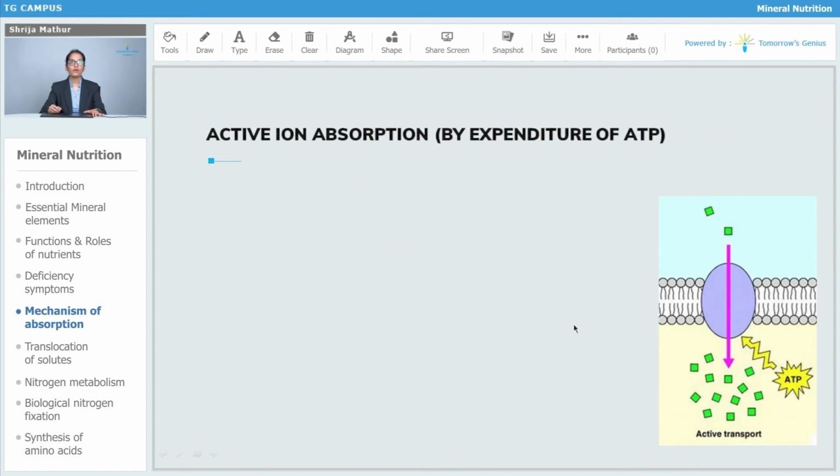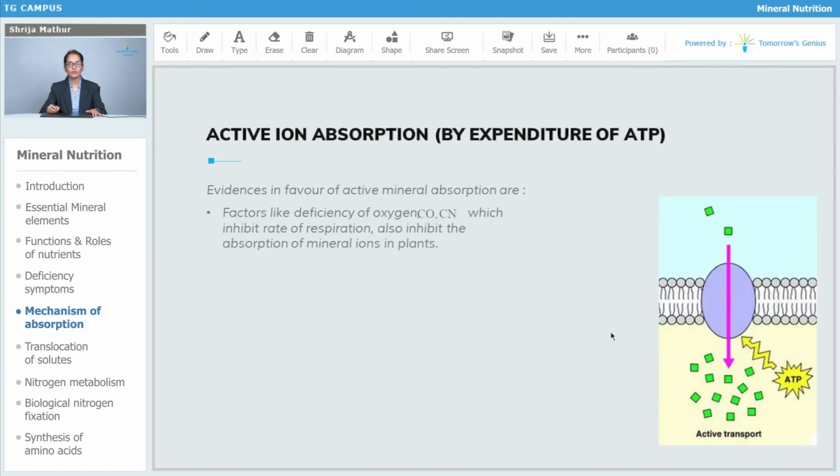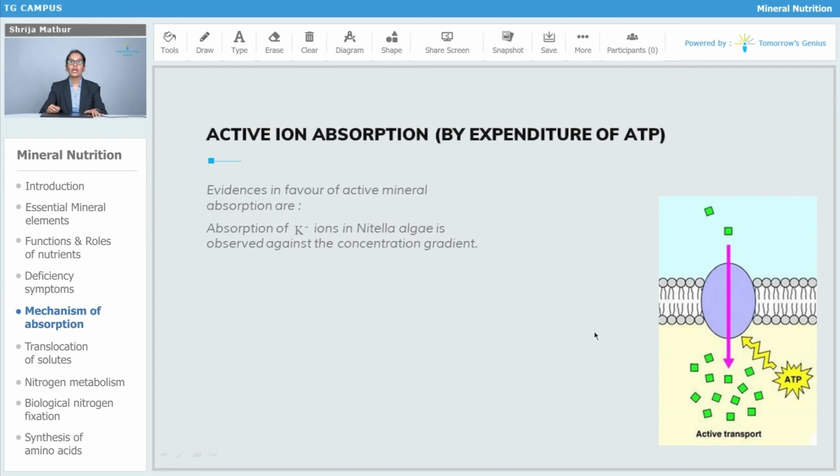After that, the next theory was active ion absorption, that is, by the expenditure of ATP. Since passive is where no energy is required, active is where energy is required, ATP is required. So what is the evidence in favor of active mineral absorption? The rate of respiration of plants is increased when the plant is transferred into mineral nutrition, that is salt respiration. Factors like deficiency of oxygen, CO and CN, which inhibit the rate of respiration, also inhibit the absorption of mineral ions in the plants. Absorption of potassium ions in Nitella algae is observed against the concentration gradient.